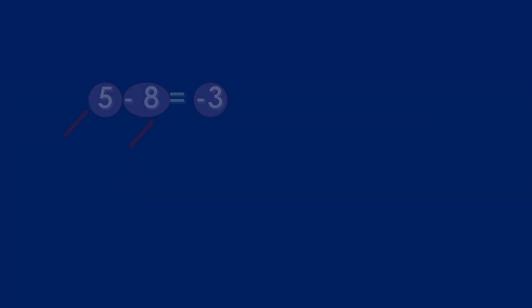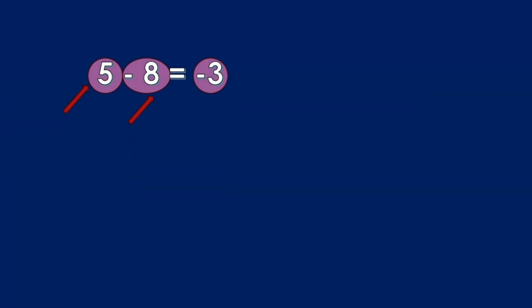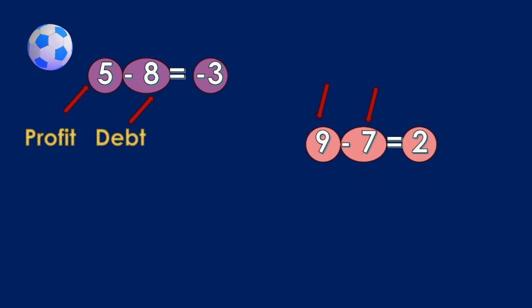5 minus 8 equals -3. And we will call all the numbers that have a plus sign on the left side, or nothing, profit, and all the numbers that have a minus sign on the left side, debt. So from this example, we see that we have an income of 5 and a debt of 8. That means that we still have a debt of -3. It's like you had 5 balls. You have to pay your debt with 8 balls. How much debt do you have left? -3 balls.